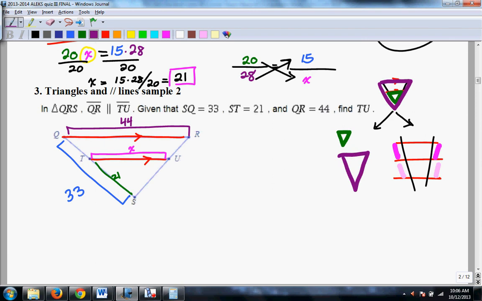You look at your given information and you figure out which perspective best fits it. If we were to only use these segments on the side, we would be missing the 44 and the x, so we can't use that one. So this one is not an option. We're going to have to pull these apart and make them two distinct triangles. Let me show you here. We have your smaller triangle. We're going to pull it out.